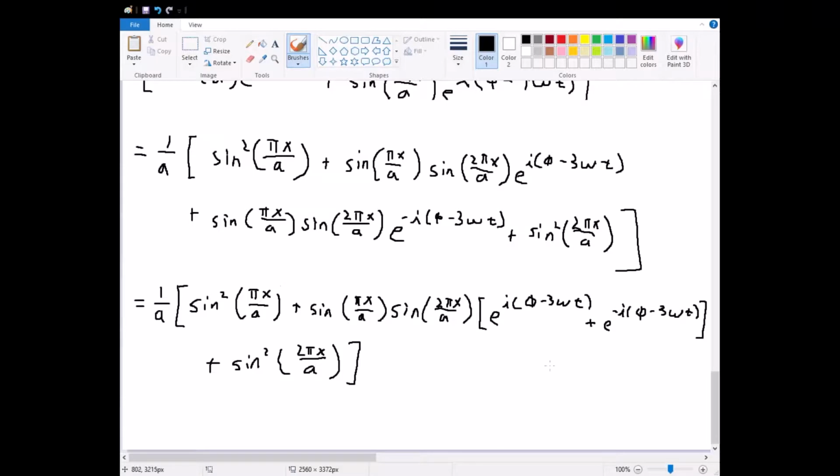And at this point, we now use Euler's law on this thing and get that e to the ix is equal to cosine of x plus i sine of x. Once we do that the full way, I'm going to save myself the effort of writing it down again, because the process is literally the same as in 2.5, so you just look there for the work that I do in simplifying this. But at the end of the day, the final solution is going to equal 1 over a times sine squared of pi x over a, plus, this time, 2 cosine of 3 omega t minus phi.